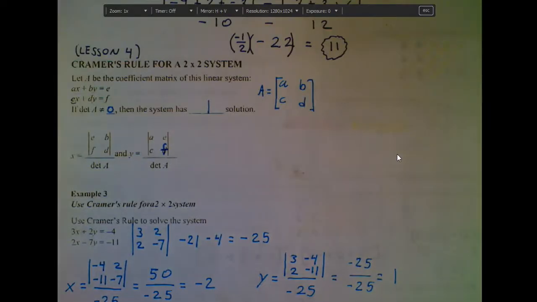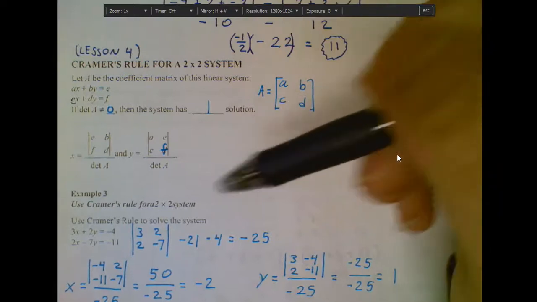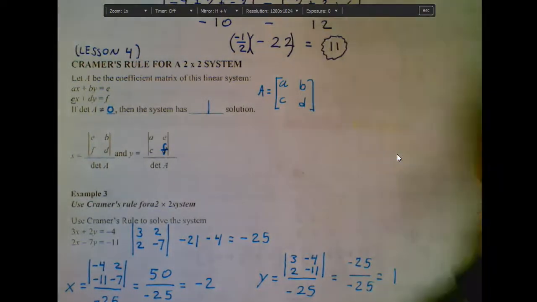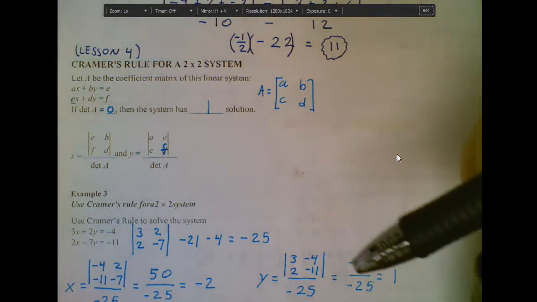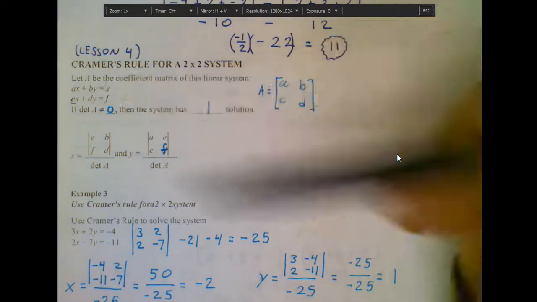Right, here we go with our fourth lesson on matrices. So today we get into something called Cramer's rule. It's used for solving a system of equations. So really it's just a combination of determinants. We looked at determinants in our previous lesson, lesson 3. So today is where we apply the use of determinants to do something like solve a system of equations.